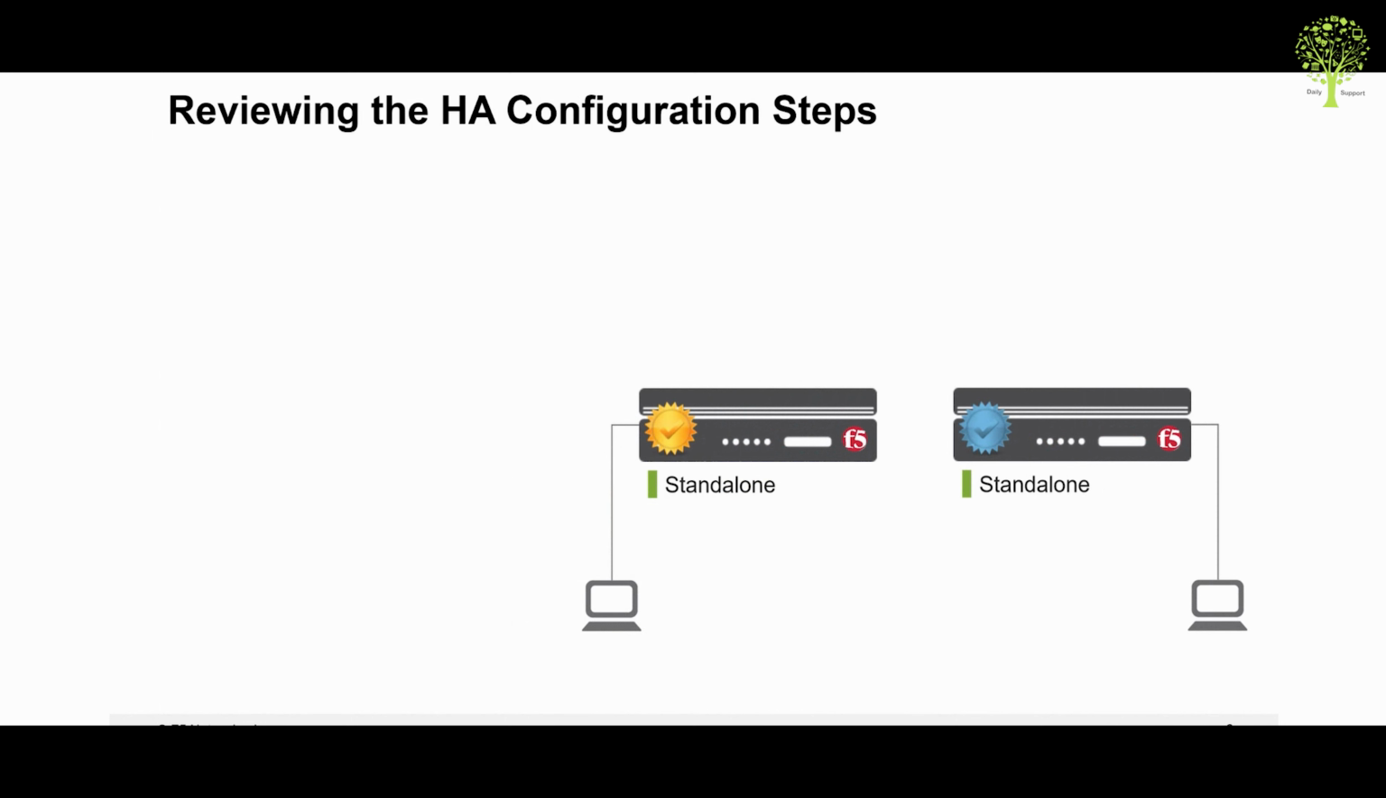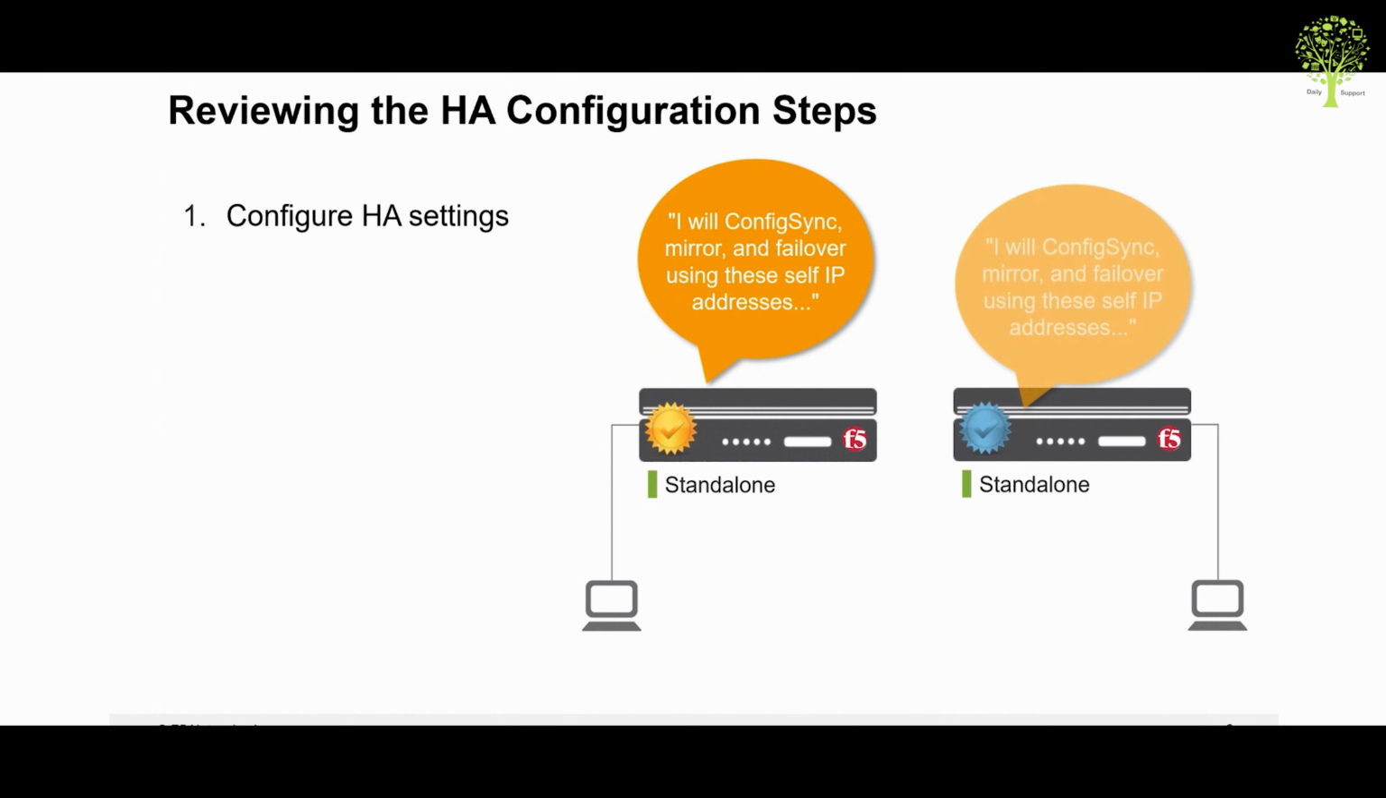Configuring an active standby pair can be summarized in 4 basic steps. First, on each system, you must identify the self-IPs that the system will use for synchronizing configuration data, mirroring connections and persistence data, and for failover heartbeat monitoring.